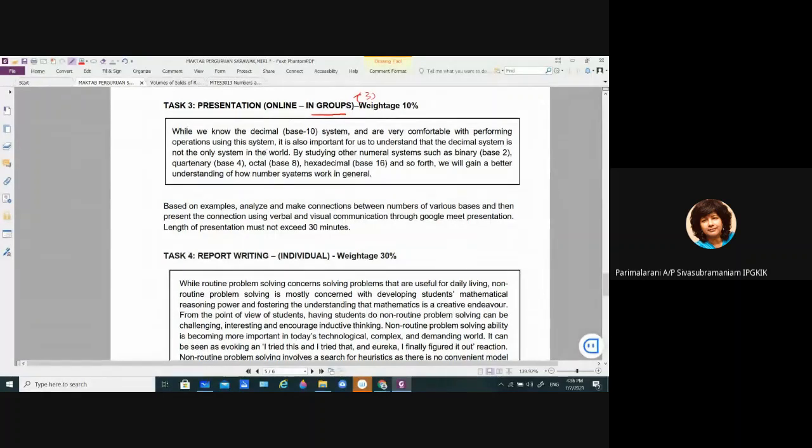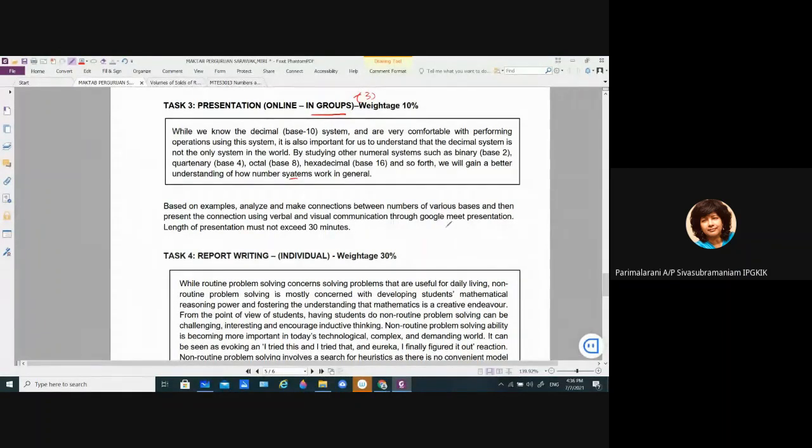While we know the decimal system and are very comfortable with performing operations using this system, it is also important for us to understand that the decimal system is not the only system in the world. Okay, by studying other numeral systems such as binary, quaternary, octal, hexadecimal, and so forth, we will gain a better understanding of how number systems work in general. Okay, so this task is about number systems, or base numbers. Okay, so this task is regarding topic 2, which you are currently studying now.